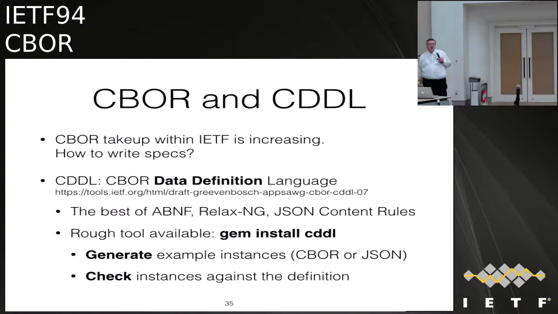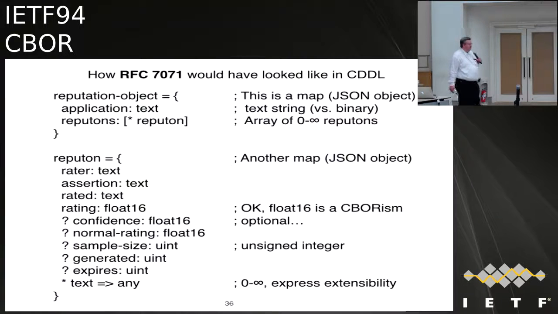So this is an example of how a large part of RFC 7071 would have looked in CDDL. That's actually a JSON spec, but because JSON is a subset of CBOR, of course CDDL can describe JSON documents as well. So a reputation object is a map with two keys, application and reputons, where application is a text value and reputons is an array of zero or more reputons. And the reputon is a map that has a rater, which is a text, an assertion that is a text, a rating, which, well, okay, we took a little liberty here, is a float 16, assuming that you don't need a lot of accuracy on that rating.